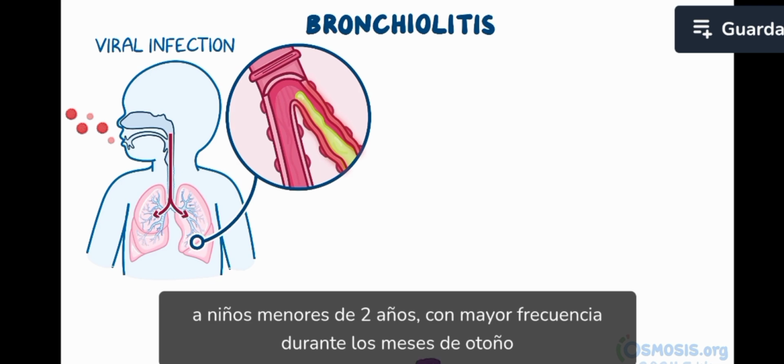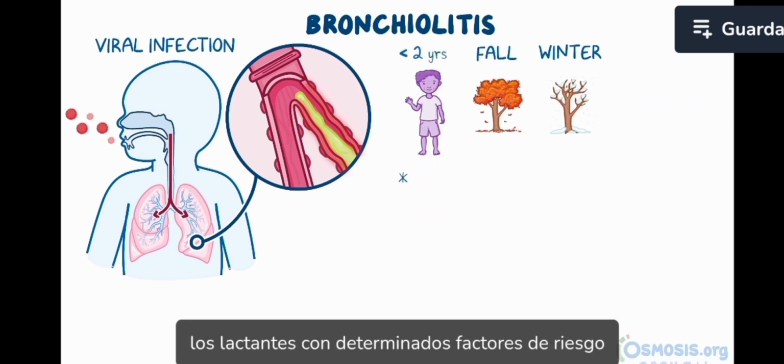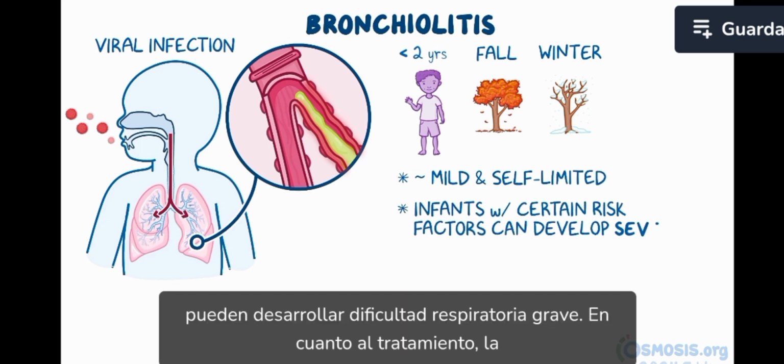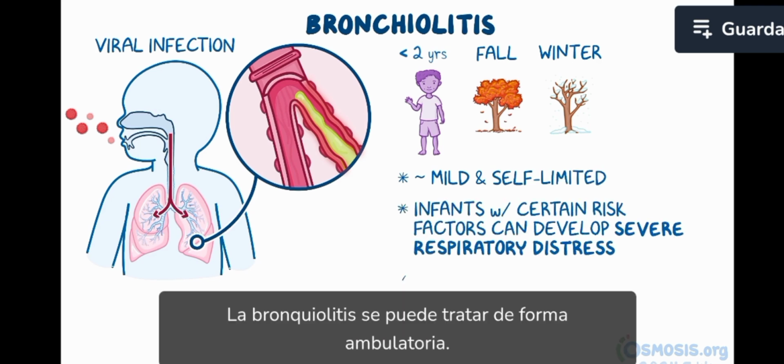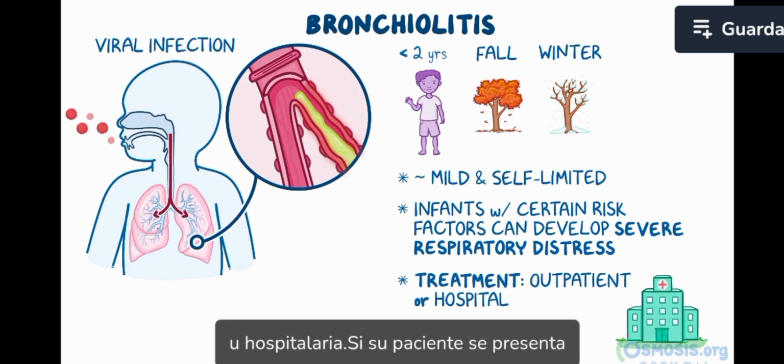Bronchiolitis primarily affects children under 2 years of age, most often during fall and winter months, and it's typically mild and self-limited. But infants with certain risk factors can develop severe respiratory distress. As far as the treatment goes, bronchiolitis can be managed in the outpatient or hospital setting.